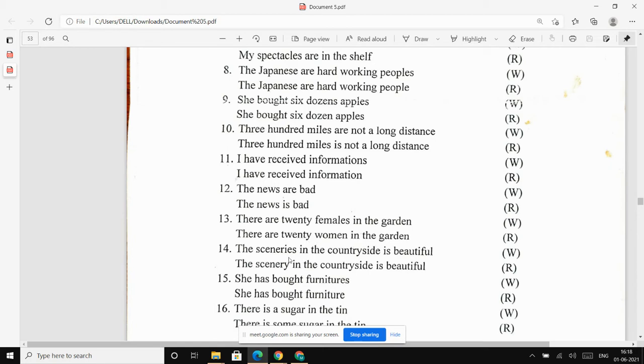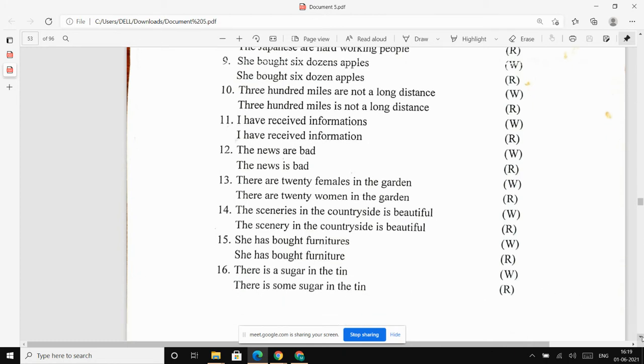The sceneries in the countryside is beautiful. See here, there is no word like this, sceneries. The scenery is the plural. The scenery in the countryside is beautiful. Both singular and plural form of scenery is the scenery, that's all. Okay, she has bought furnitures. So there is no word like this, furnitures. It is furniture.